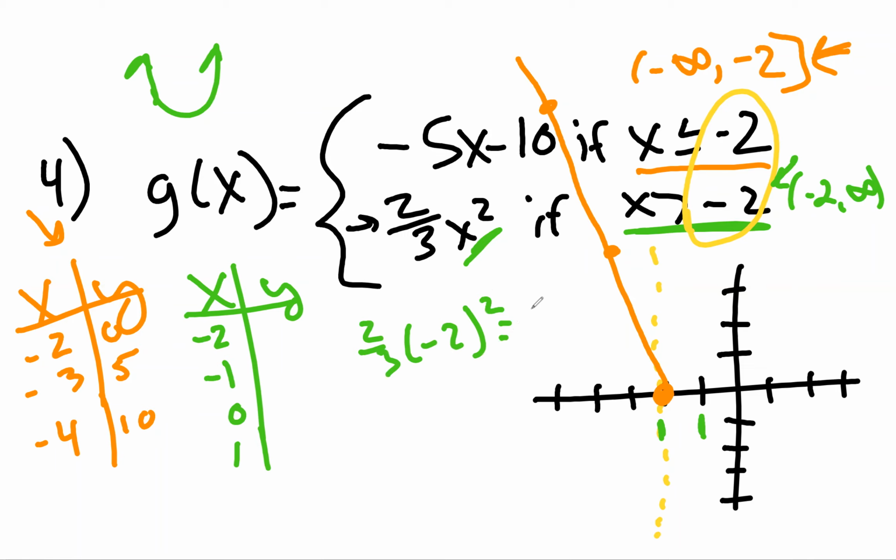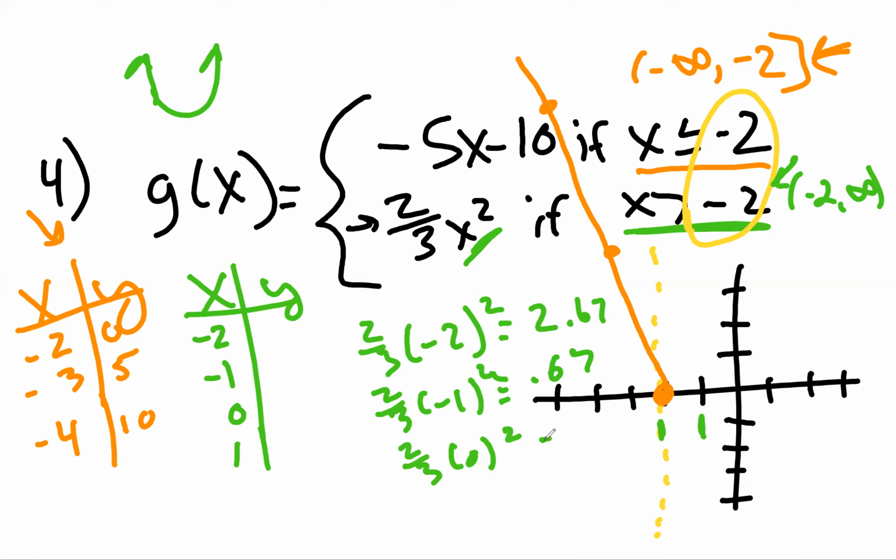When you do that, you're going to get 2 2/3, which you're going to represent as just 2.67. That's good enough. And then you're going to do 2/3 times -1 and square it. And when you do that, you're going to get 0.67, which is just 2/3. And then you're going to do 0, and when you type that in and square it, you're going to get 0.